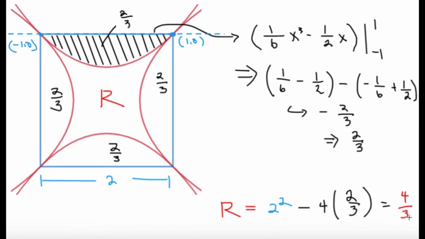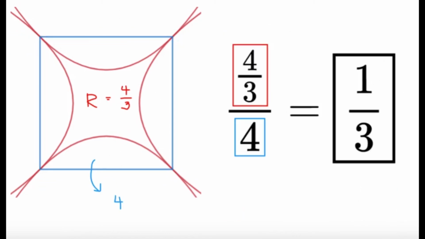So the last step, now that we have the area of the region R, which is the shaded region at the start, we simply take 4/3, the area of region R, divided by 4, the entire region of the square, and we will get that the amount of square that is shaded is going to be 1/3. And this will be our final answer.